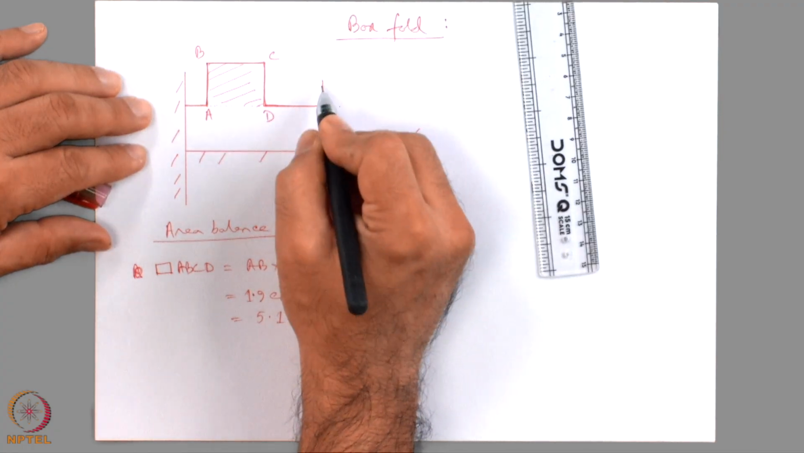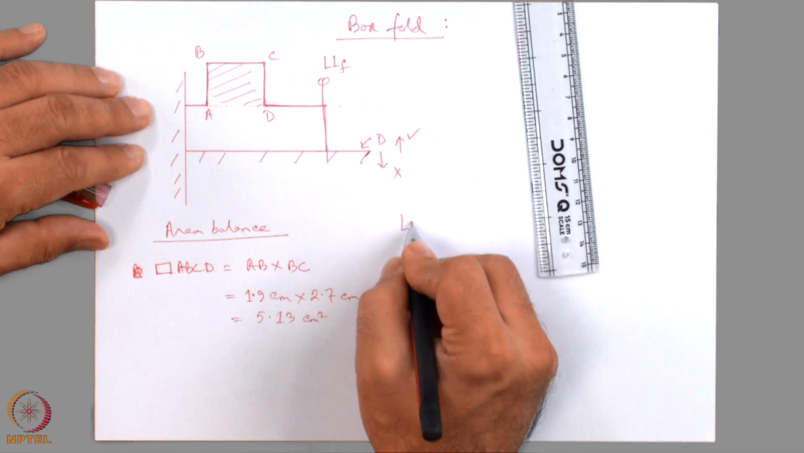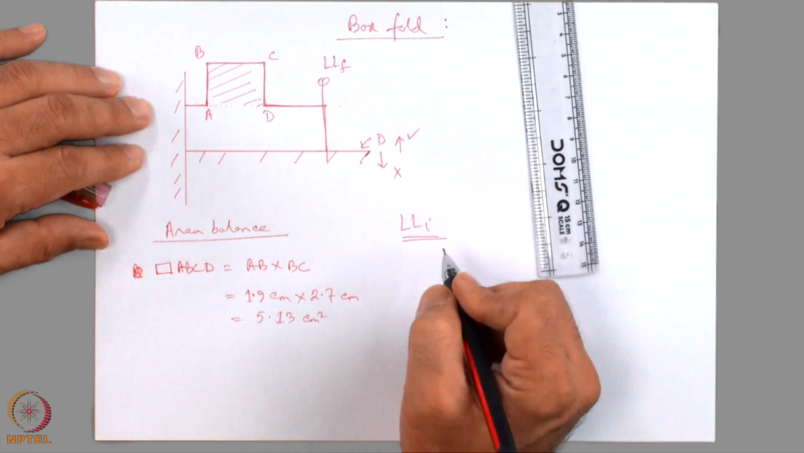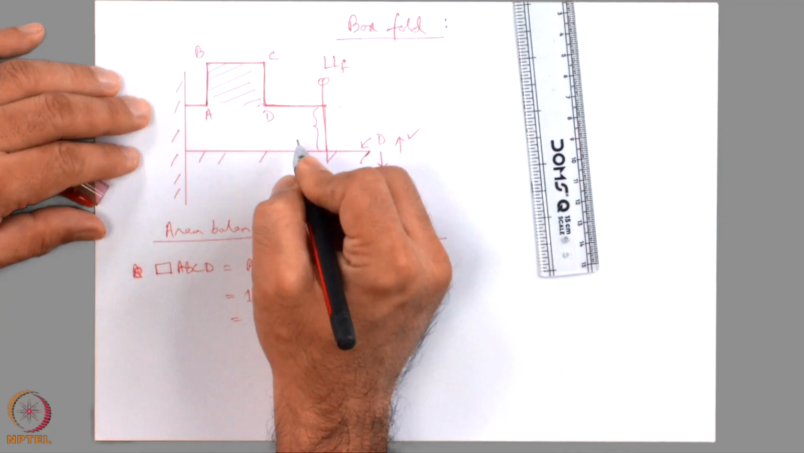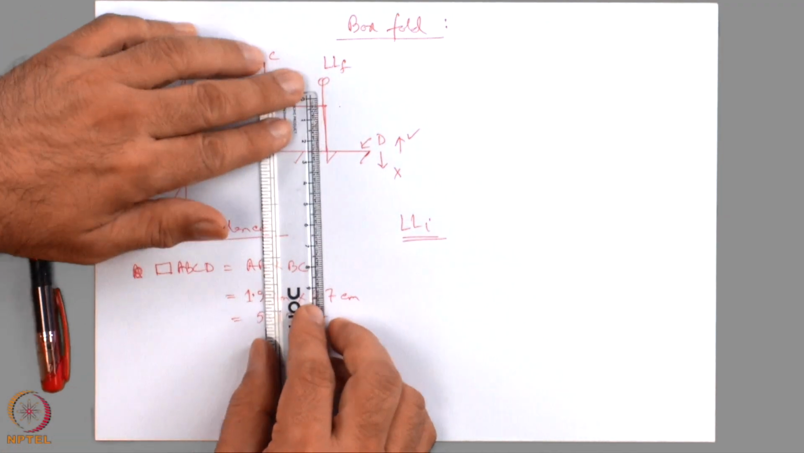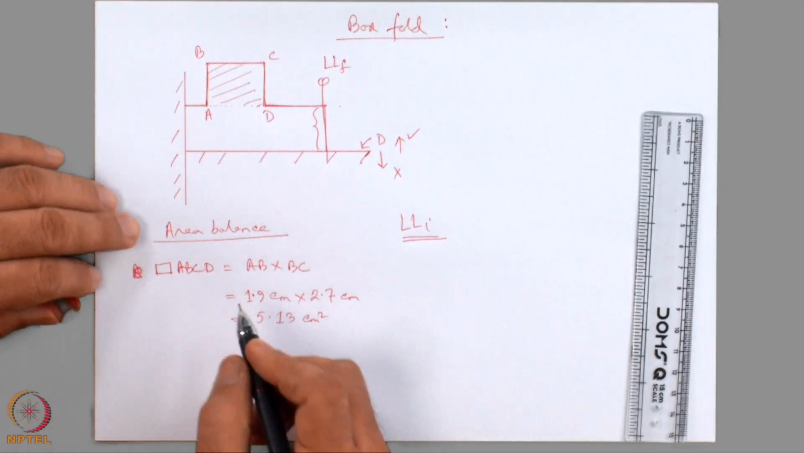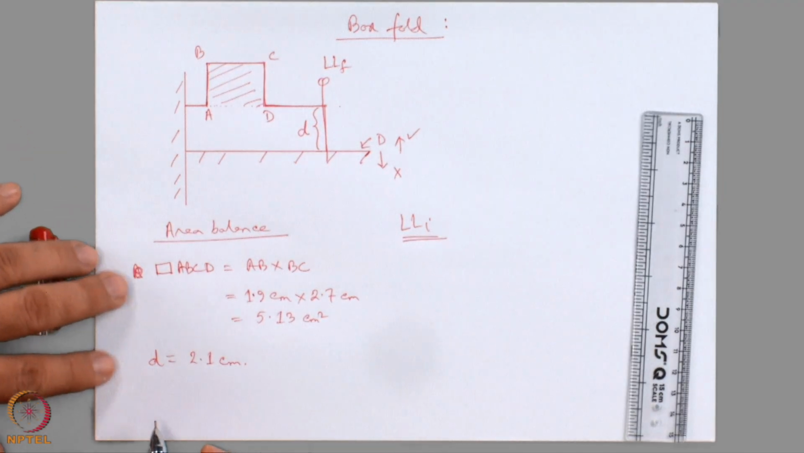Consider here the loose line in the final position. We have to locate the loose line in the initial position. We find out this distance. The depth of detachment in this case is 2.1 centimeter. D equal to 2.1 centimeter.